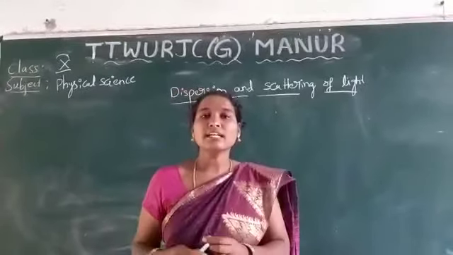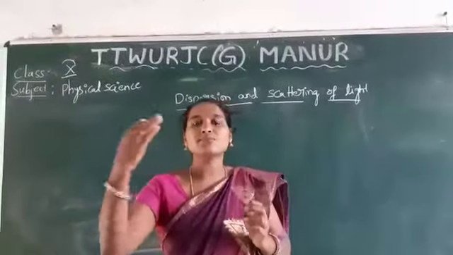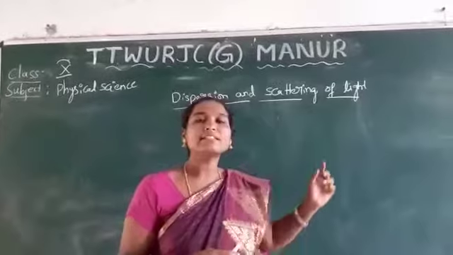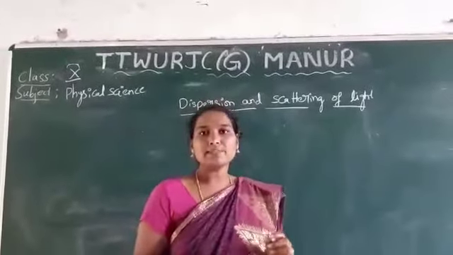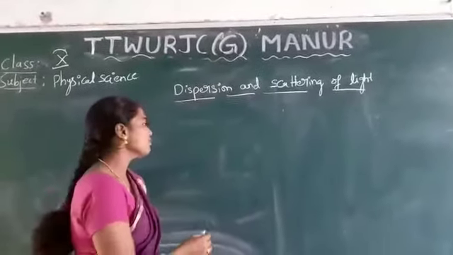That is VIBGYOR colors. And scattering of light means when the light passes from one medium to another medium. So this takes place with a transparent medium. So let us discuss how the light gets scattered in the case of a prism.